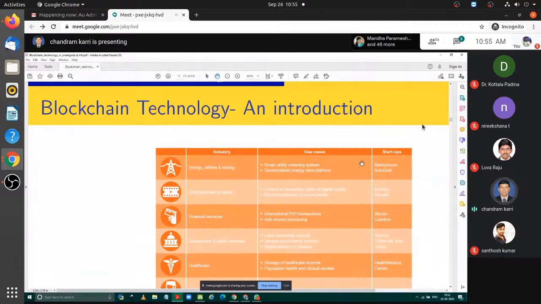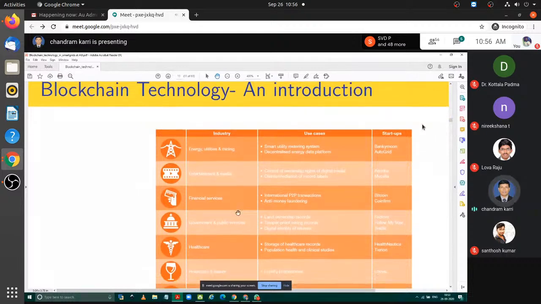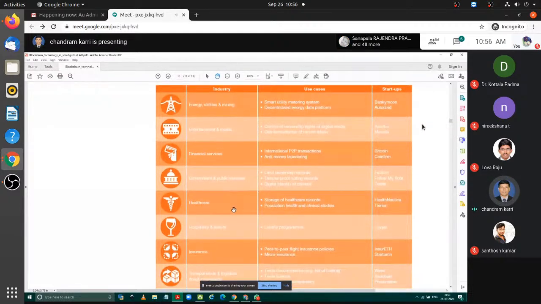There are many startups presently working on blockchain technology, like in entertainment and media. You see, Amazon is there, Amazon Prime is there. So now you will have a username and password, and once it is entered, you can utilize it. So there also this blockchain technology is used. And in financial services, the prime motive of cryptography, Bitcoin, or blockchain technology is financial services. And there are many applications which you can check.